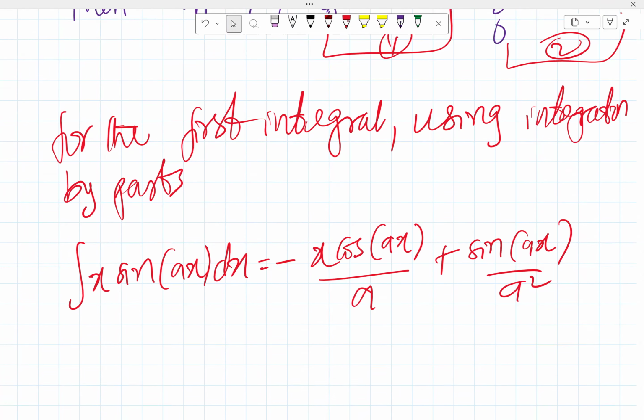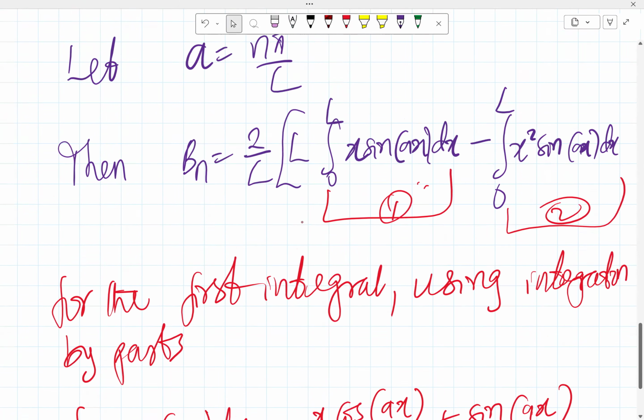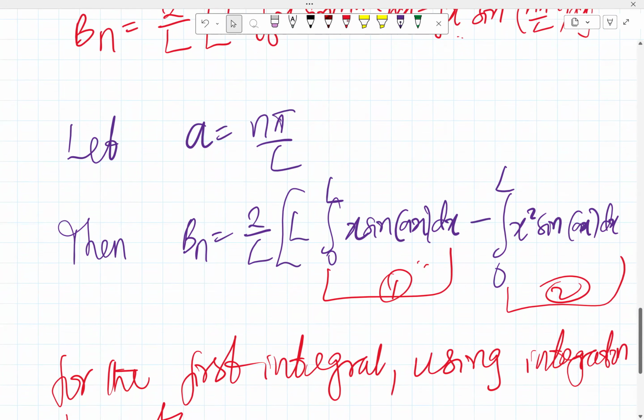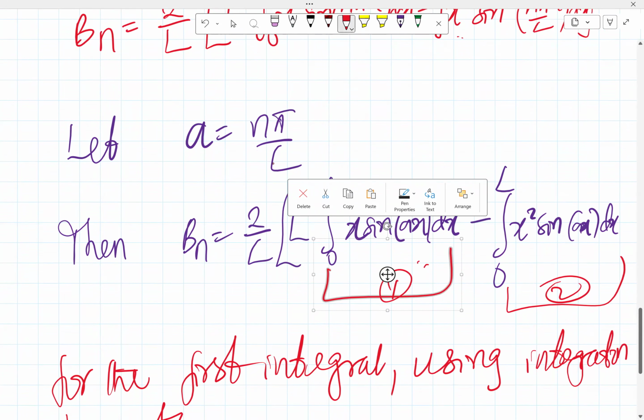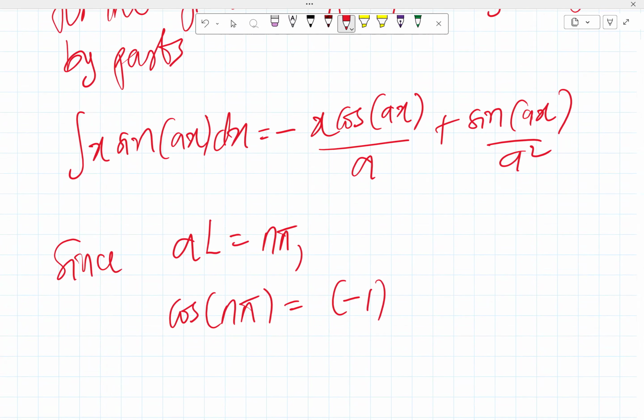That's that. And since AL is equal to n pi, because we made this substitution here that A equals n pi over L, so AL is simply n pi, that means that cos n pi will simply be minus 1 raised to power n, right? So you have that alternating. So when n is 0, for instance, you have 1. When n is 1, you have minus 1. So for even numbers, it's positive. For odd numbers, it's negative, basically.